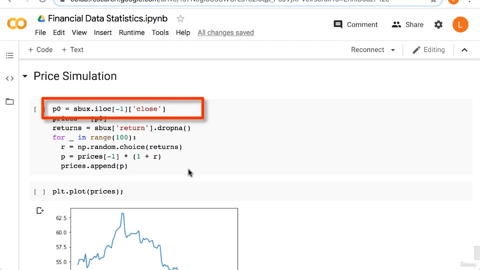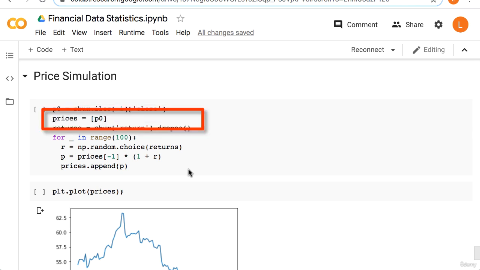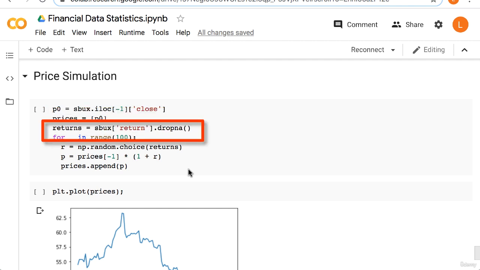First, we set the initial price P0 to be the final close price of our dataset. Next, we create a list of prices. Currently, this contains only P0. Next, we create a list of returns by taking the Starbucks returns column and dropping the missing values.